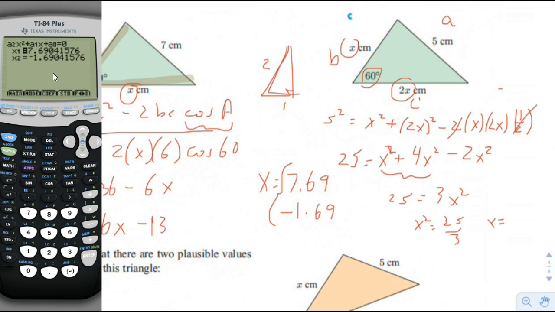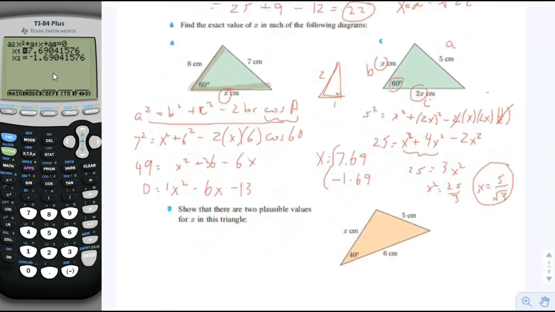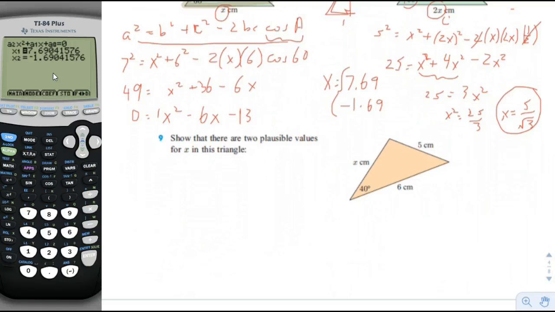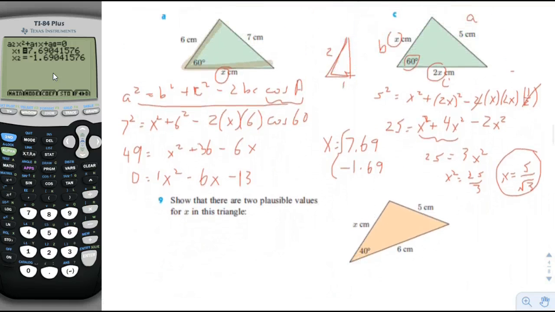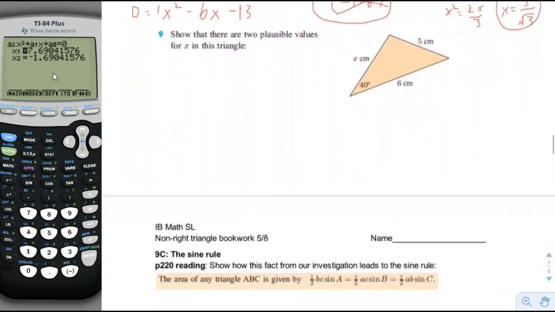Okay. Actually, that wasn't too bad, was it? Oh, by the way, we didn't say this, but when you get two roots like that, obviously one of these roots does not work as a length, the negative one. So actually there's only one possible value, 7.69. Okay. Last one. Show that there are two plausible values for x in this triangle.